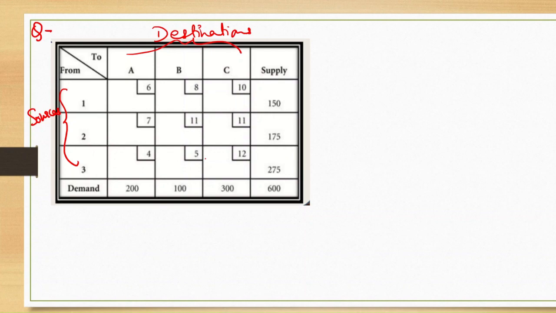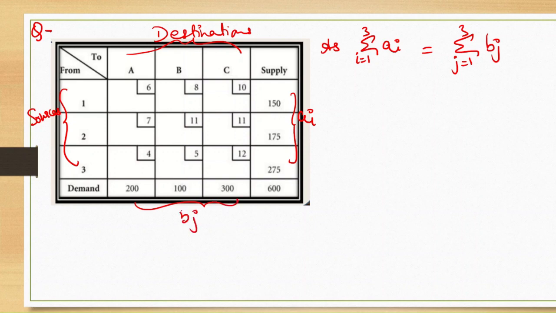Now the first thing that we have to find out is whether the demand is equal to the supply. As it is given to us, it's 600, so it becomes a balanced transportation problem. We could say that the summation of the a_i, with i going from 1 to 3, is equal to the summation of b_j, with j going from 1 to 3. These are the b_j's. Therefore, it is a balanced transportation problem.